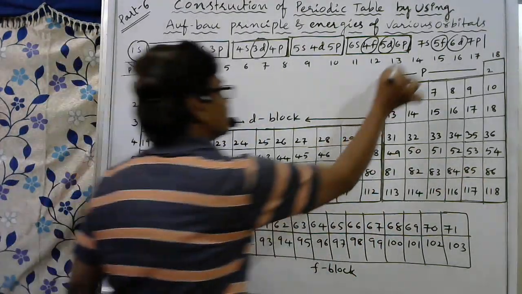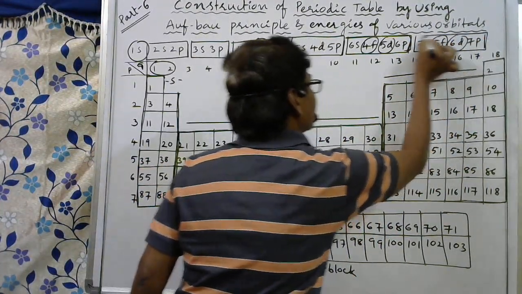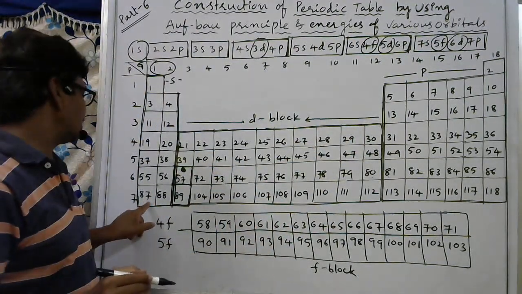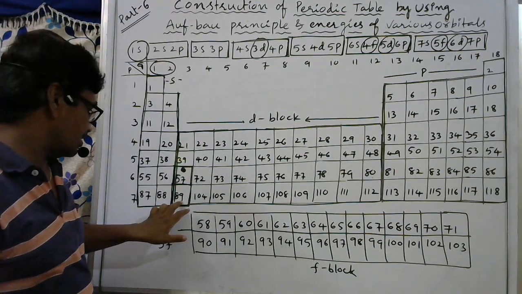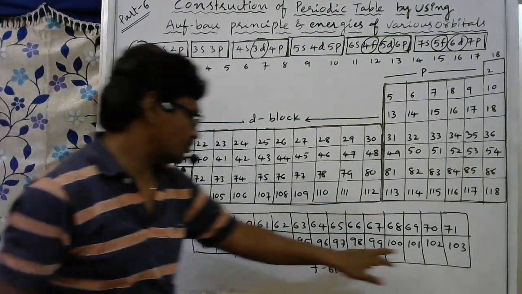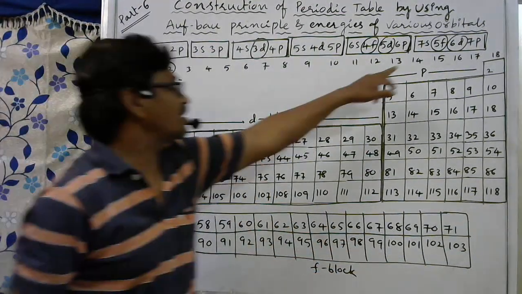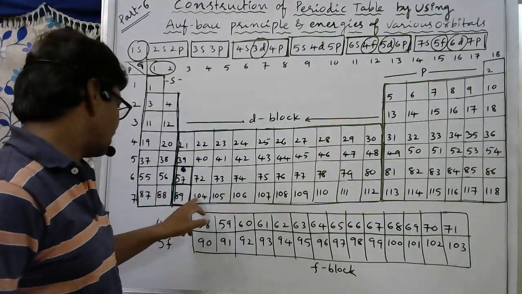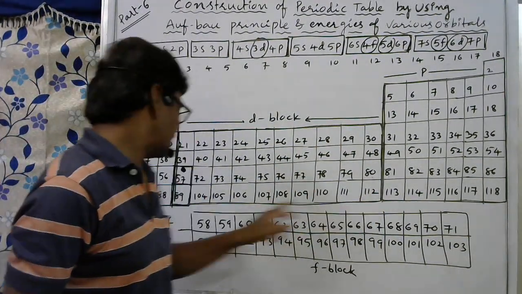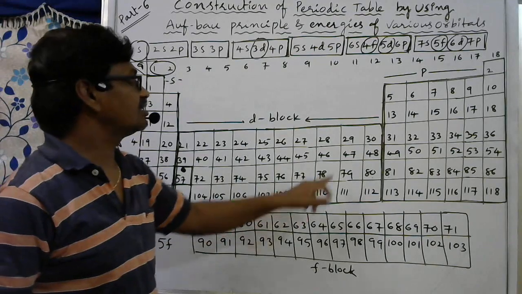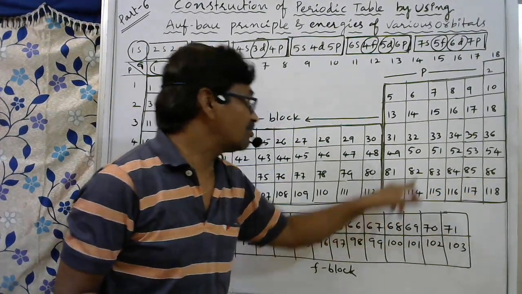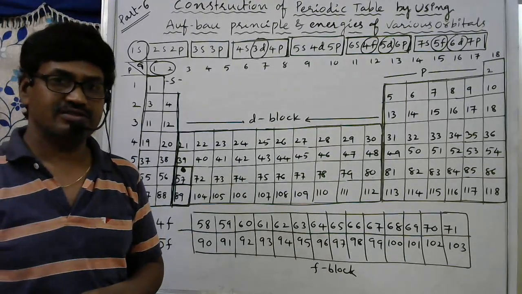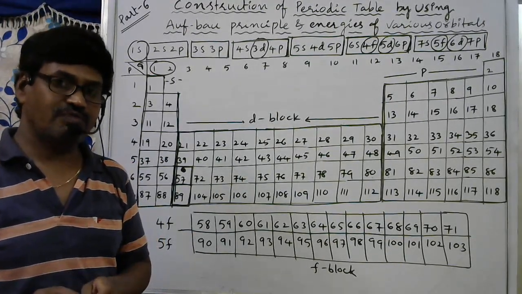Then the last period, the seventh period. In the seventh period, 87, 88: these two are s block. Then 89 to 103: these are the f block, 5f series. Then 104 to 112, including 89, are d block. Then 113 to 118: these 6 elements are present in the p block. So this is simply the construction of the periodic table.